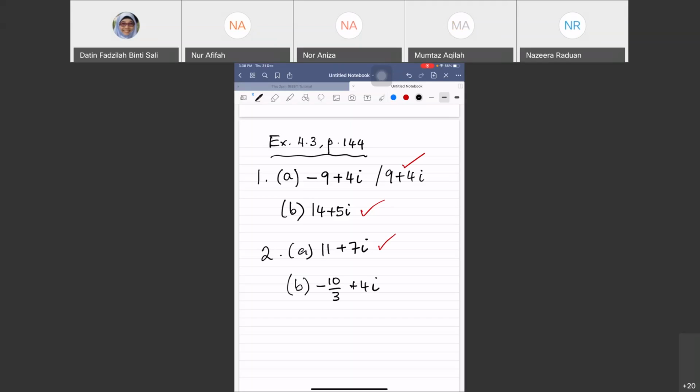Ikhwan? Hakim? Hakim, can you hear me? What's your answer for B? Sorry, madam. I got negative 10 over 3 plus 4i. Okay, all right. Okay, so negative 10 over 3 plus 4i. So this is the correct answer. Okay, so that's for exercise 4.3.